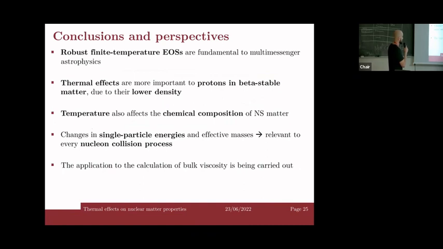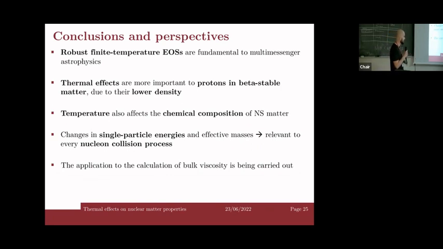And so now I'm going to jump to the conclusions and the perspectives for the near future. I think the most important take-home messages here would be, so, robust finite temperature equations of state are fundamental to multi-messenger astrophysics, mainly if we are talking about having detections of post-merger gravitational wave radiation and the electromagnetic counterpart. If we want to understand more about processes involving neutrinos, etc., we need to have robust finite temperature formalism. So thermal effects in this scenario, as I told you in beta stable matter, are more important to protons than to neutrons. So you can't give the same treatment that you give to protons to neutrons.